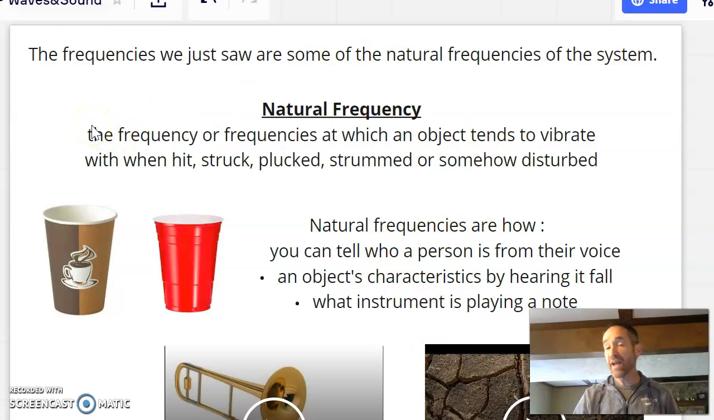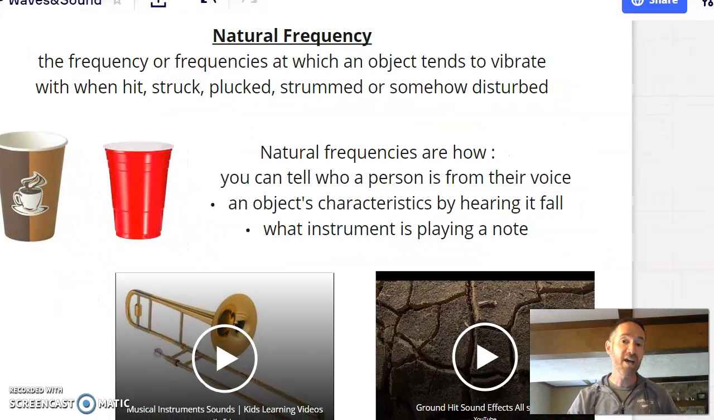So if you want to find a natural frequency, all you have to do is strike the thing, and you're going to see or hear the natural frequency. The natural frequencies are those frequencies at which the object will vibrate when it's hit or struck or strummed or somehow disturbed. Natural frequencies are how you can tell a paper cup from a plastic cup, but it's also how you know who someone is on the phone before they even identify themselves. It's also how you know what kind of instrument just played a note.